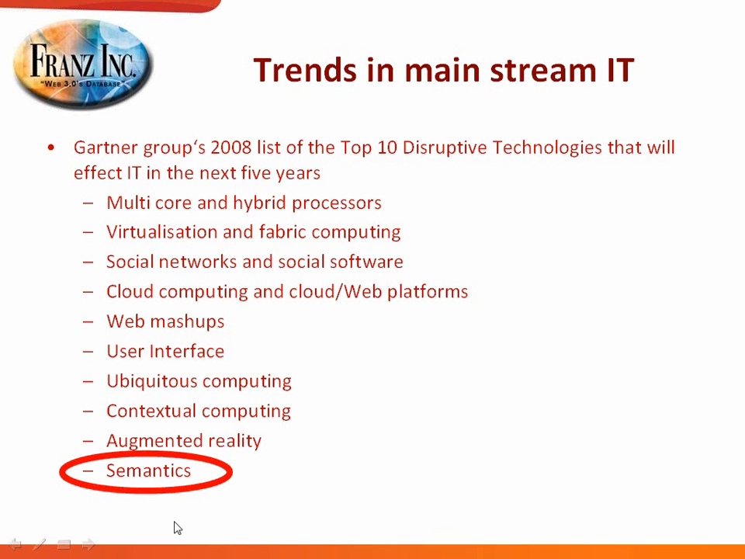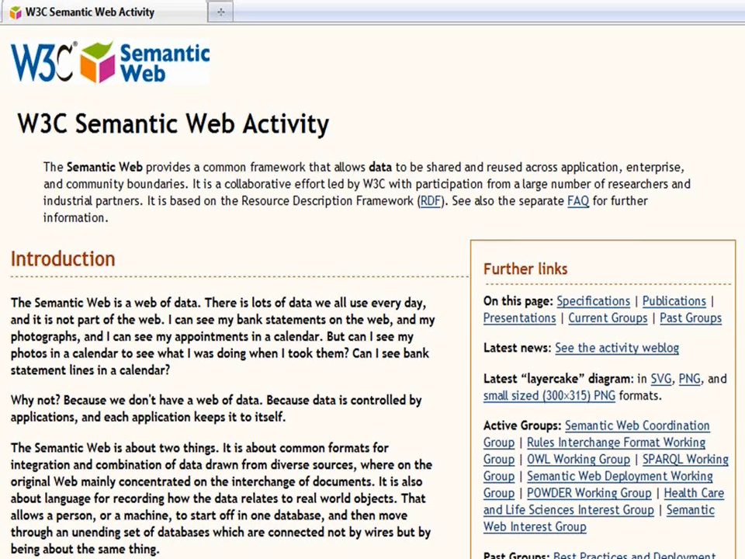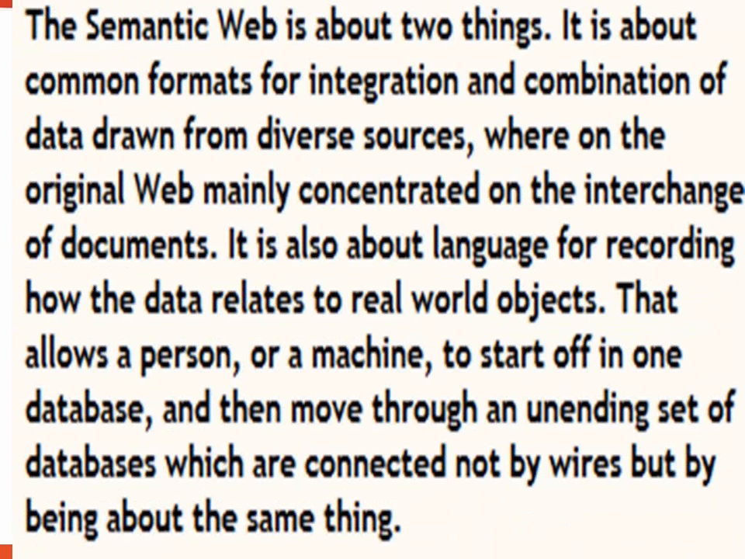And not many people at the geospatial conference had heard about semantics, so I explained to them that if you want to know more about it, go to the W3 website, and you will find some definitions of what the semantic web is all about. And actually what I really like is this recent kind of summary of what the semantic web is about. Basically the semantic web is about 2 things. It's about common formats for integration and combination of data drawn from diverse sources, where the original web mainly concentrated on the interchange of documents.